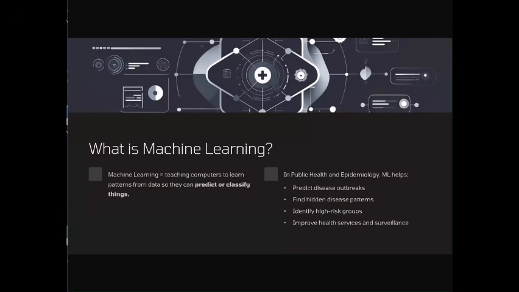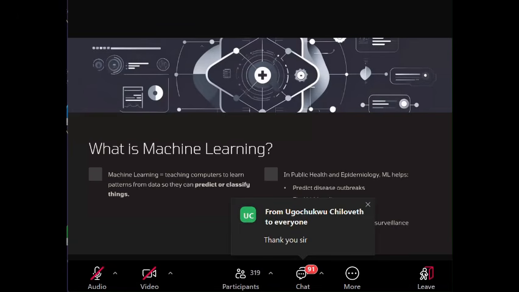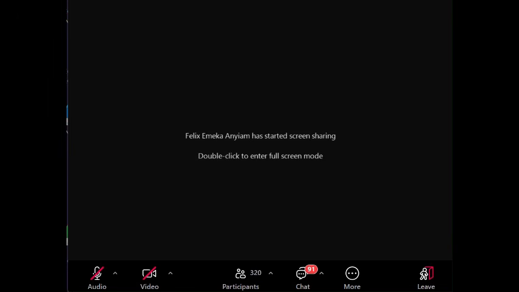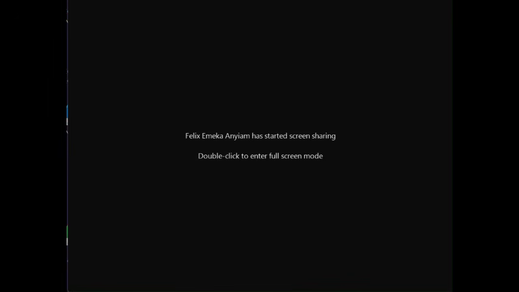How will machine learning help us predict a disease outbreak? Now, in predicting a disease outbreak, let's leave the disease outbreak and use something similar. I'll open my Word document again. I just want you to appreciate what is happening. So let me create a new page.